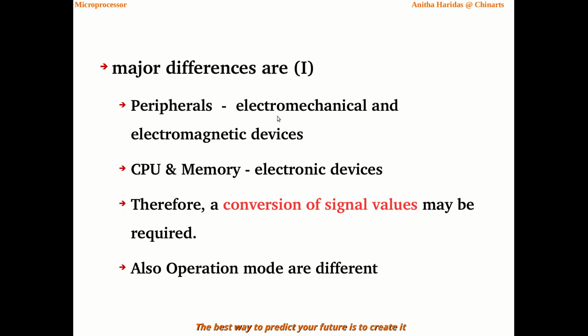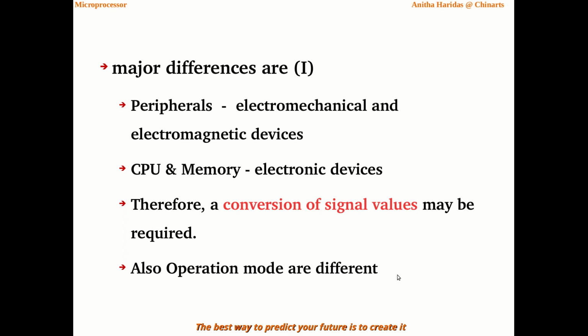The first major difference is all the peripheral devices are electromagnetic or electromechanical devices. Most of your peripheral devices, say if you take a keyboard, a printer, a magnetic tape, or a monitor, all these peripheral devices are mechanical or magnetic devices. Whereas your CPU, which is nothing but your 8085 or 80486 processor, and the memory, are electronic devices. So obviously you need to have the conversion of signal values whenever you want these devices to communicate, and not only that, the operation mode is also different.